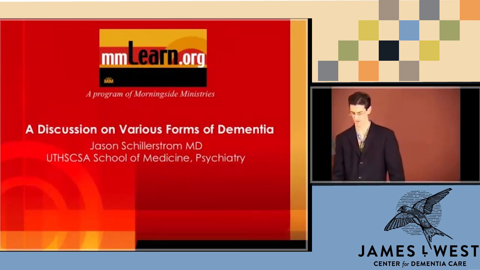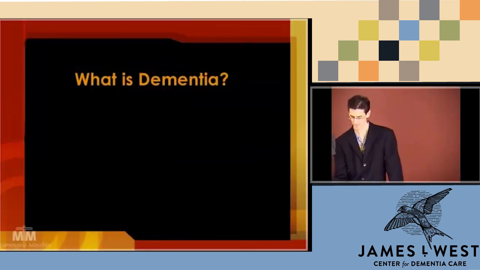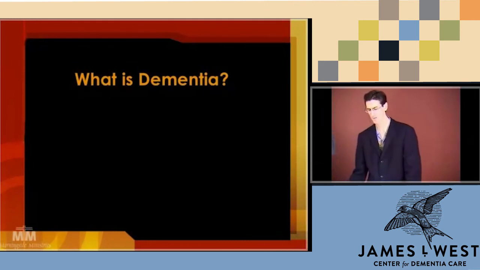So this morning we're going to answer the question, what is dementia? The first criterion for dementia is that you have to have memory impairment. There are lots of different types of memory. There's long-term memory, short-term memory. There's verbal memory. There's motor memory.